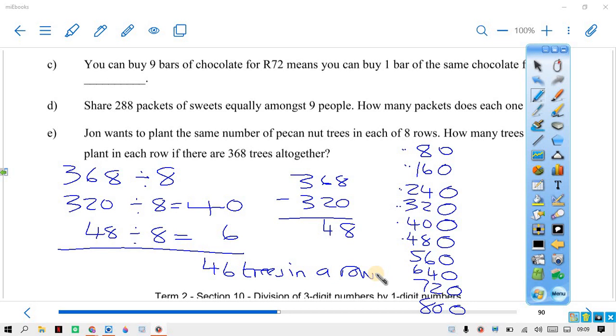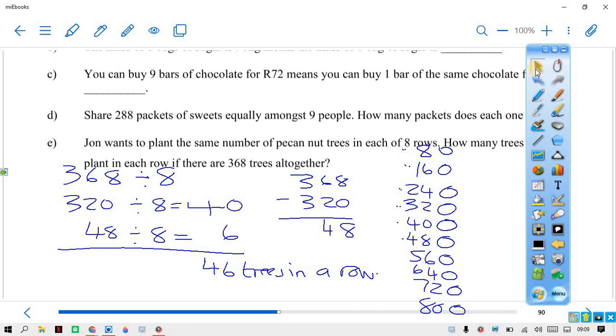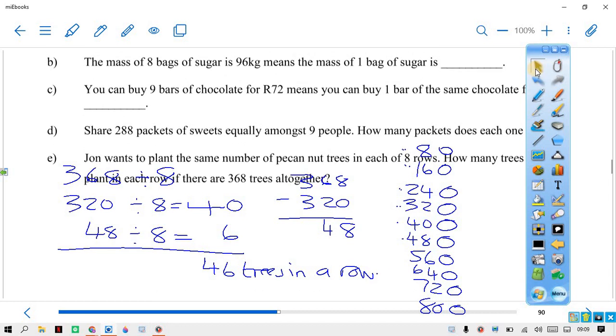Are they there already? Good. Okay, if you haven't copied down, it's fine. It's already on your Google Slides. Let me just explain to you B and C. I'm going to move this down a bit. So B says the mass of 8 bags of sugar is 96 kgs. This means the mass of 1 bag is. How are you going to find that answer? Don't give me the answer. Just tell me how you are going to find it. Divide. You're going to say 96 divided by 8.